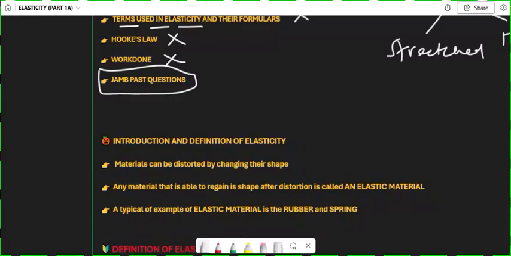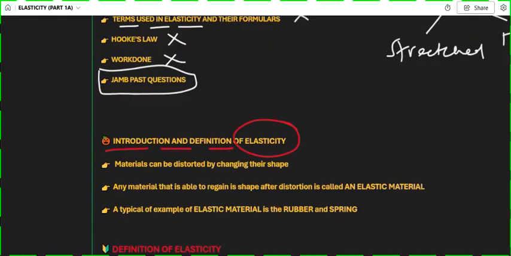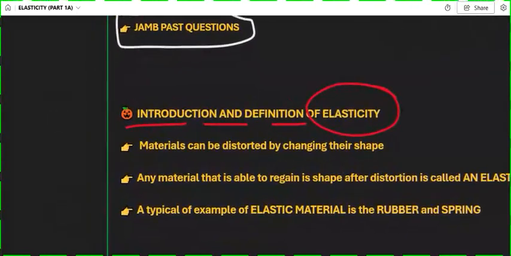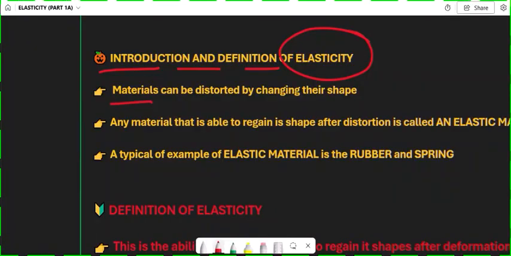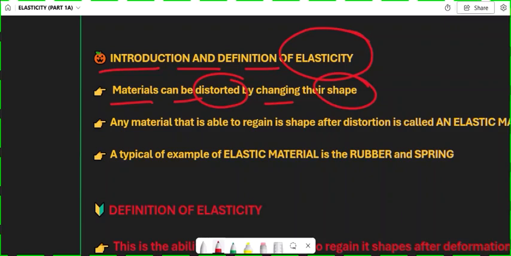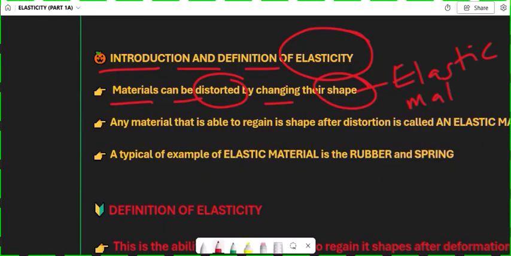Coming to the work, we have introduction and definition of elasticity. So what is elasticity? Before that, you have to understand that any material that can be distorted by changing its shape is always referred to as elastic material. As long as you can distort the shape of the material and change its shape, that material is typically elastic material.